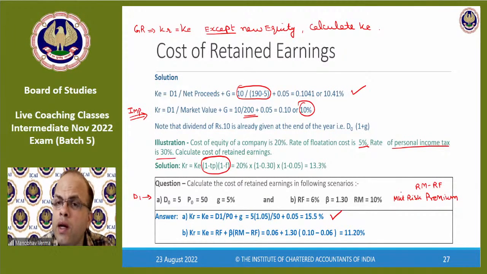It was a straightforward one: RF plus beta into RM minus RF. That's absolutely correct. And those of you who got option A as 10.5, I hope you got that. There was a G factor as well. Growth rate had to be added.